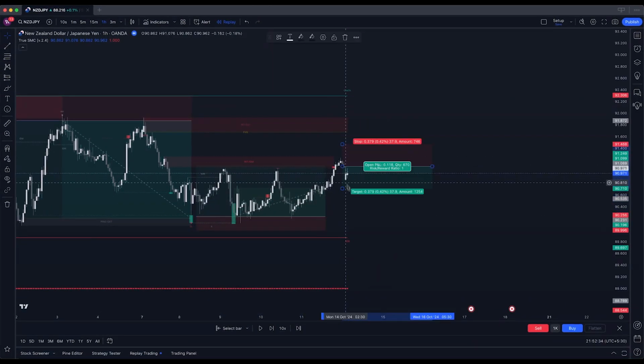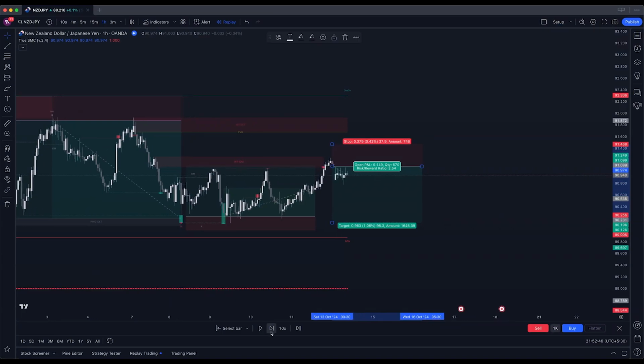Now we can sell again. We can sell from here and target the low. Why? Because it aligns with the main trend. Let's see what happens next.